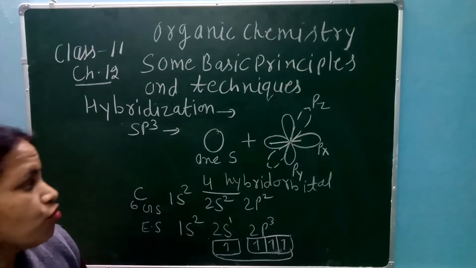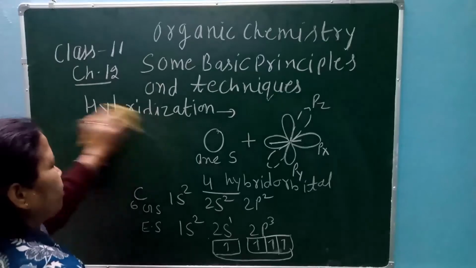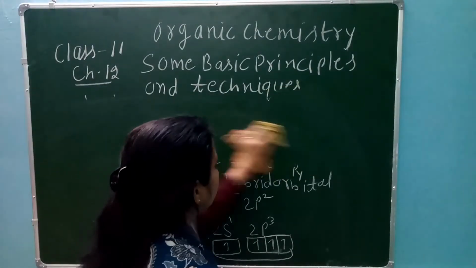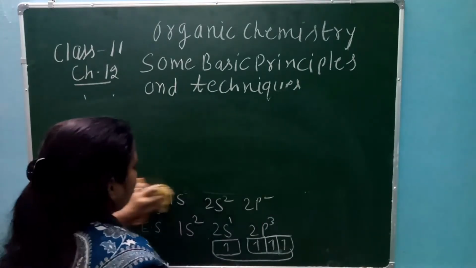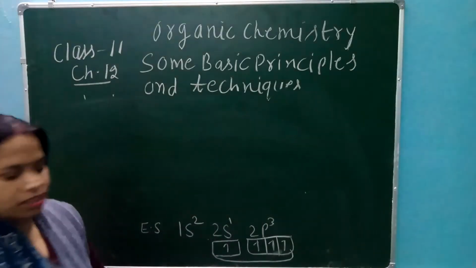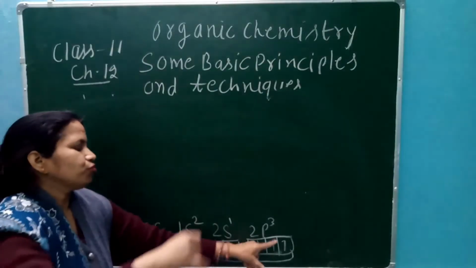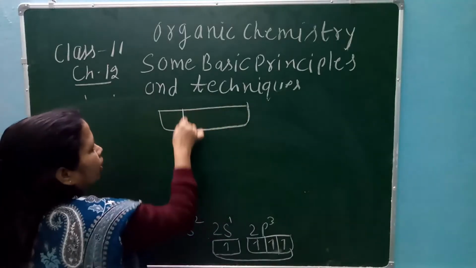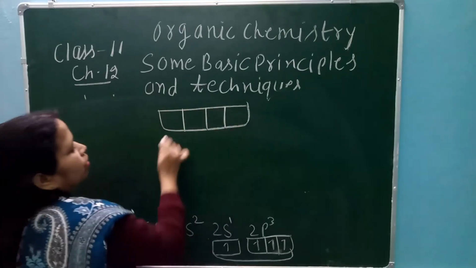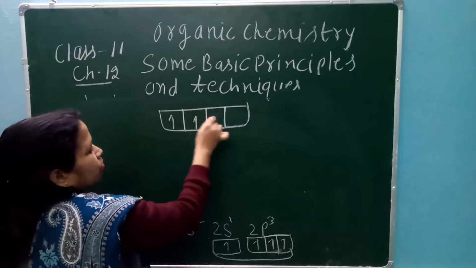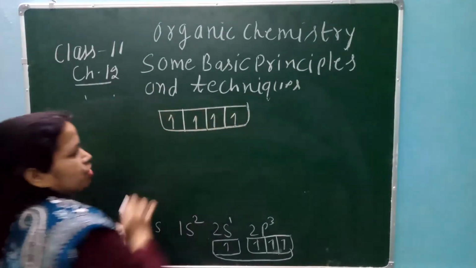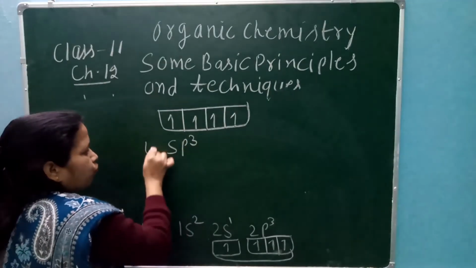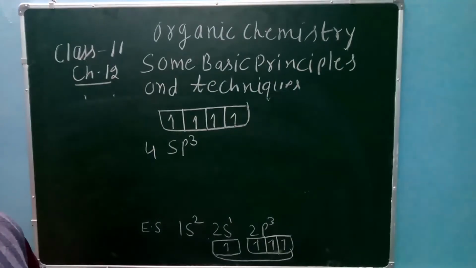They form the 4 sp3 hybrid orbitals. You can see 1, 2, 3, 4. So you have to write like this, 1, 2, 3. So 1 electron each, all at the same energy level. sp3 hybrid orbitals. So how many sp3 hybrid orbitals? 4 sp3 hybrid orbitals.